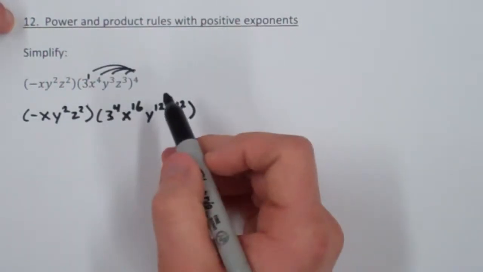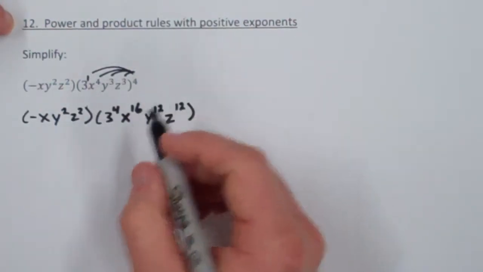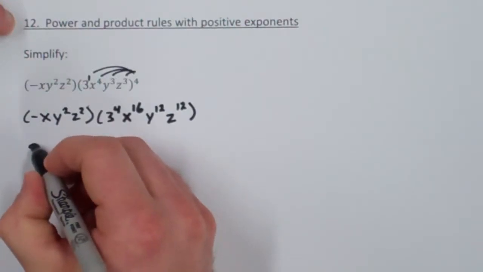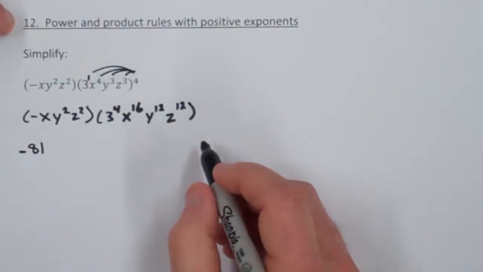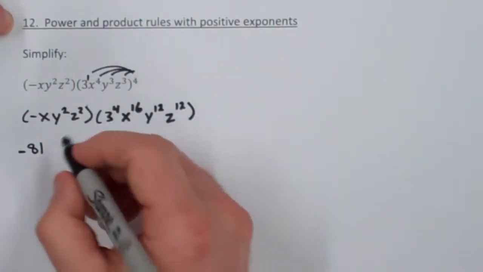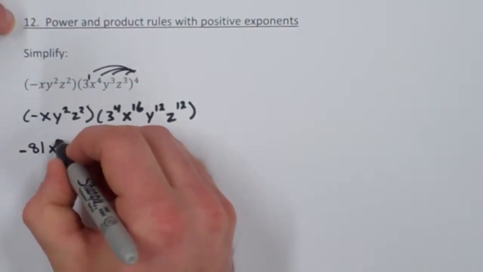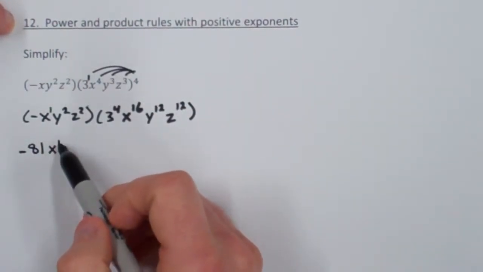And then 3 to the 4th power, which is 3 times 3 times 3 times 3, or 9 times 9, would be 81. There's a negative sign here. There's not one here, so we can put that negative sign out in front. And we're just going to go from left to right here and find bases that are the same. This is x to the 1st power. Remember, if there isn't a 1 by a base, go ahead and add it.